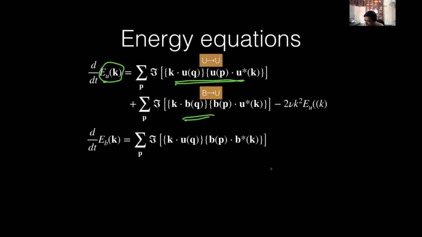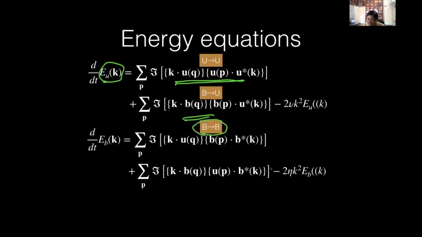The magnetic energy equation also has a very similar form. So this is the B to B term, where the magnetic field gives energy to B to B transfer, and the next term is U to B. This term is responsible for the dynamo. I want magnetic energy to increase. Where does it come from? It comes from this term, which is in the nonlinear term. It was B dot grad U.